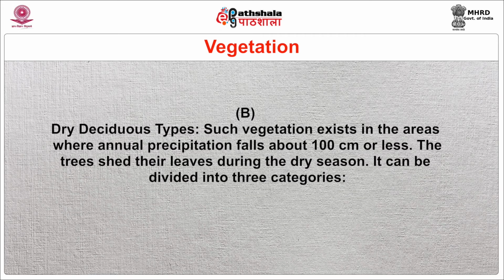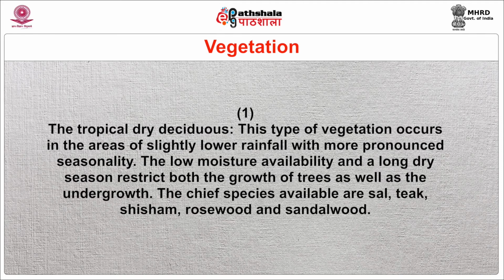Then the second type of vegetation is the dry deciduous type. Such vegetation exists in the areas where annual precipitation is about 100 centimeters or less. The trees shed their leaves during the dry season. It can be divided into three categories. The first type is the tropical dry deciduous.